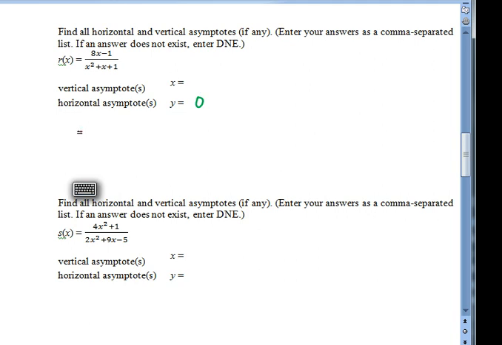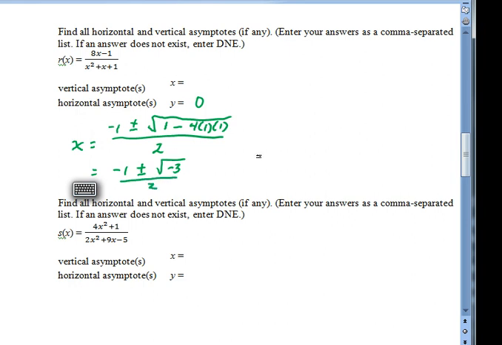This time, when we look at the denominator, it's not easily factored, and so let's look at the quadratic formula, which would give us -1 plus or minus the square root of 1 squared, which would be 1, minus 4 times a times c, all over 2a. This gives us -1 plus or minus the square root of -3 over 2. These zeros are imaginary.